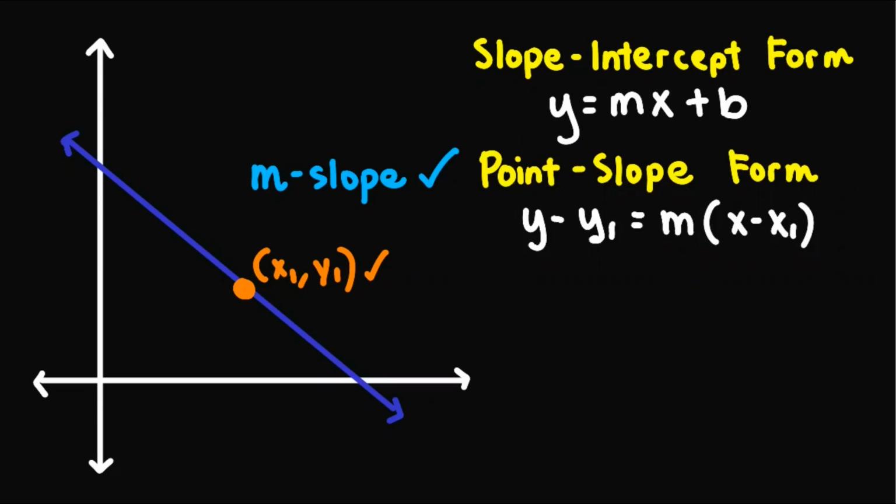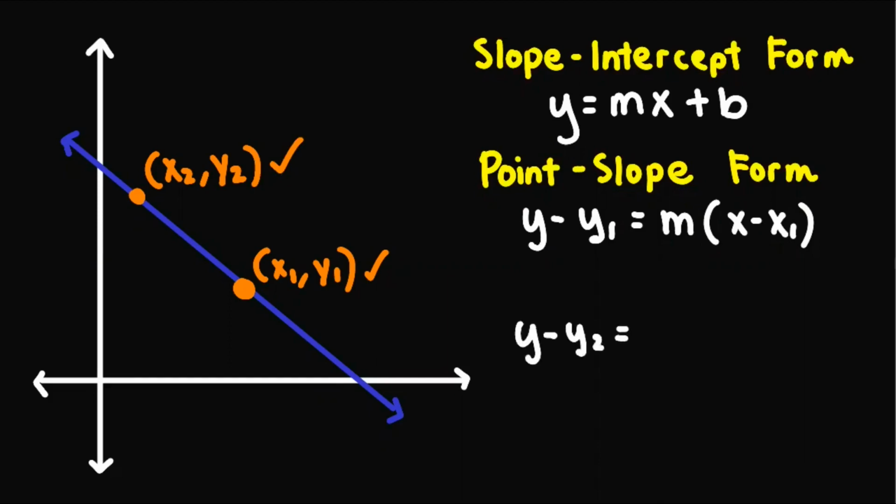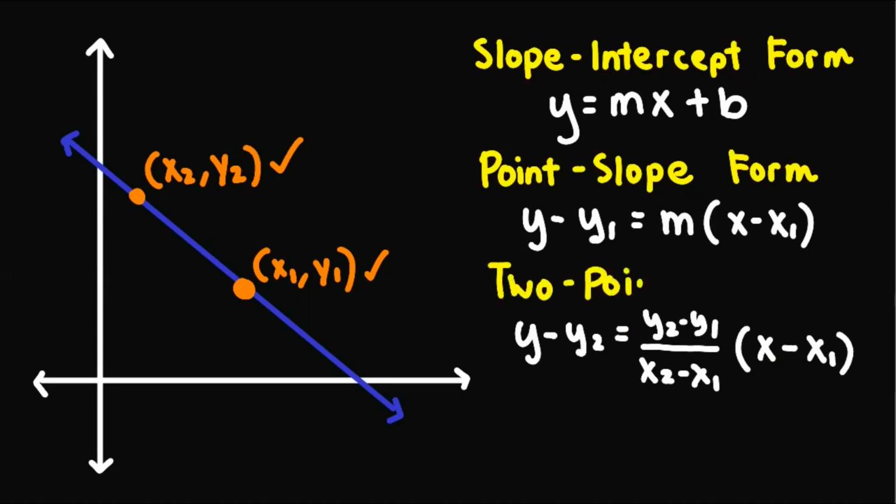Now, what if we change it a little bit again? What if the slope this time is unknown, but we know another point, say this one, x sub 2 and y sub 2? Given these two points, we can derive another way to convert this graph into an equation. It is given by y minus y sub 2 equals y sub 2 minus y sub 1 over x sub 2 minus x sub 1 times x minus x sub 1. Oops, I mislabeled that at first. This is called the two point form.